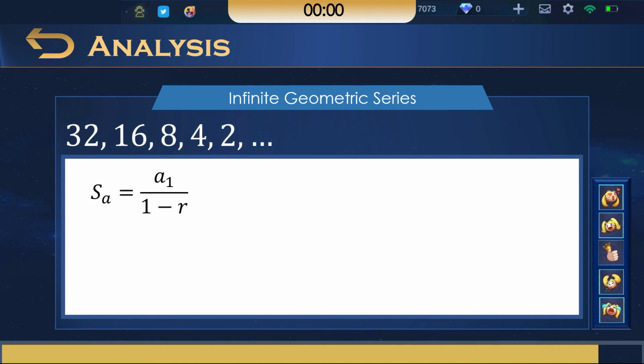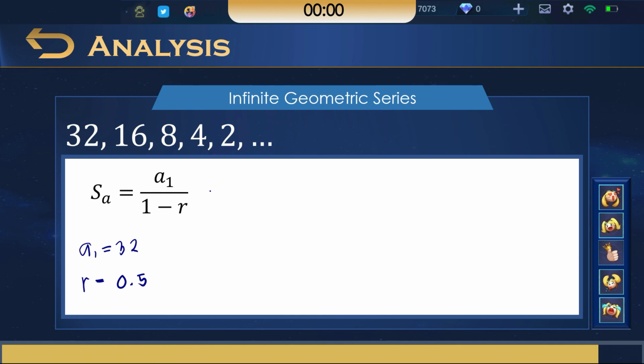Okay, now let us take a look at the infinite geometric series. For us to find it, we are going to use this formula. The thing that we need to know is the a sub 1, and in here, the first term is 32. We also need to look for the common ratio, and the common ratio of this sequence is 0.5. Given that the first term is 32 and the common ratio is 0.5, we could get the infinite geometric series of this sequence.